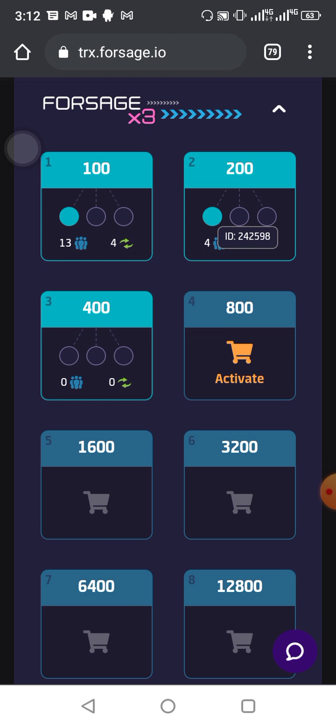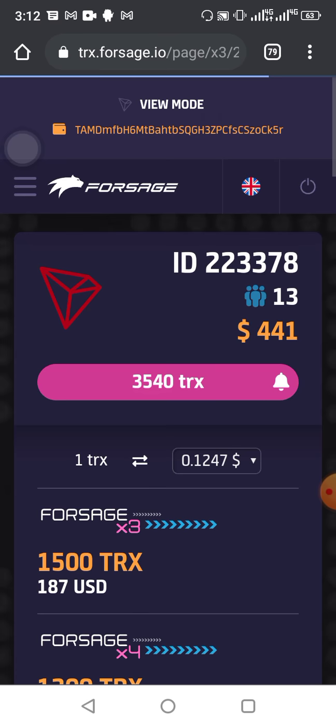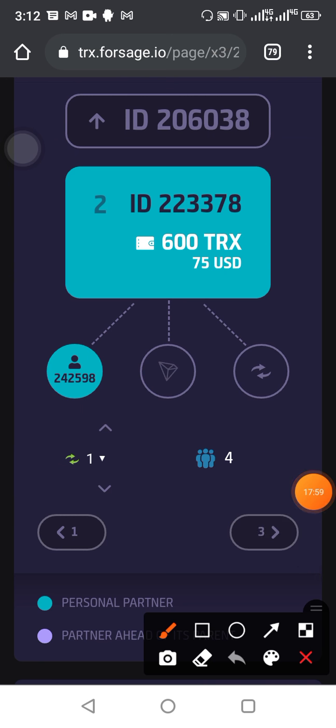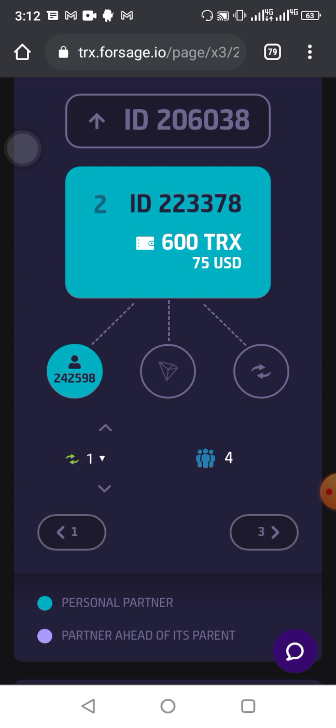Perhaps, let me expand it. So that 200 trons would have been sent to this ID here if he had not activated level 3. So if he refused to activate the next higher level after making the first cycle, all subsequent earnings that should come to you will be sent to the person above you, on level 3 most likely your sponsor.